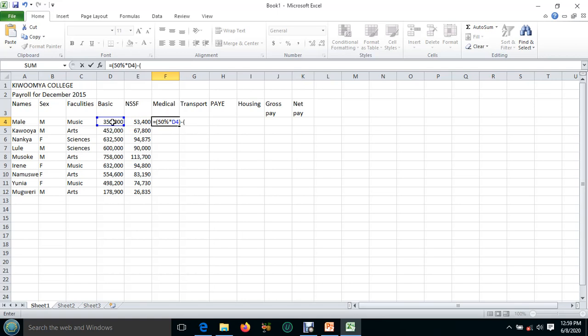We open a bracket for the next operation, 90% of NSSF. So our NSSF is there. Then we close that bracket, press enter. So you have got the medical for the first person. The rest of the people, you simply copy the formula.